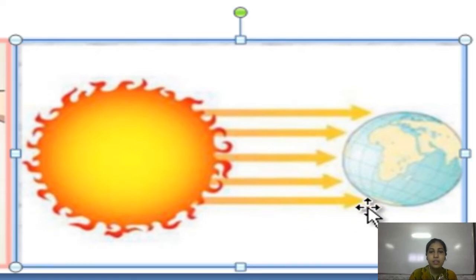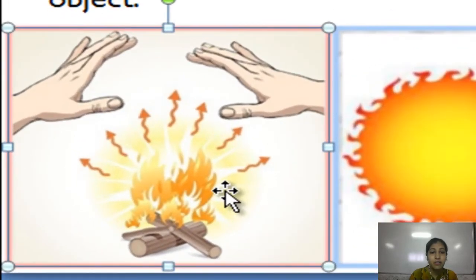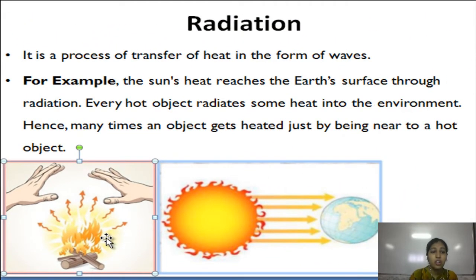See this figure. Every hot object radiates some heat into the environment. Hence, many times an object gets heated just by being near a hot object. If we stand near a burning fire, then we feel the heat of the fire falling on our face or on our hand. The heat is transferred from the fire to our face by the process of radiation. It always travels in the form of waves.